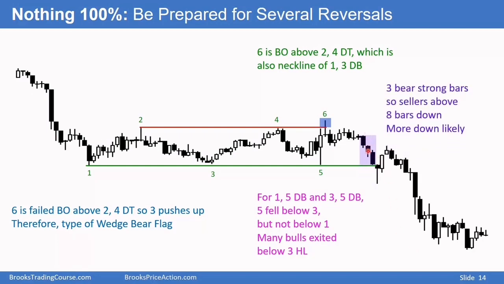3 strong bear bars, 2 closing near their lows. 8 bars down, strong sellers. Probably we're going lower. The bulls tried a bull breakout and failed, and now we're getting an even stronger bear breakout. Chances are it'll be successful.